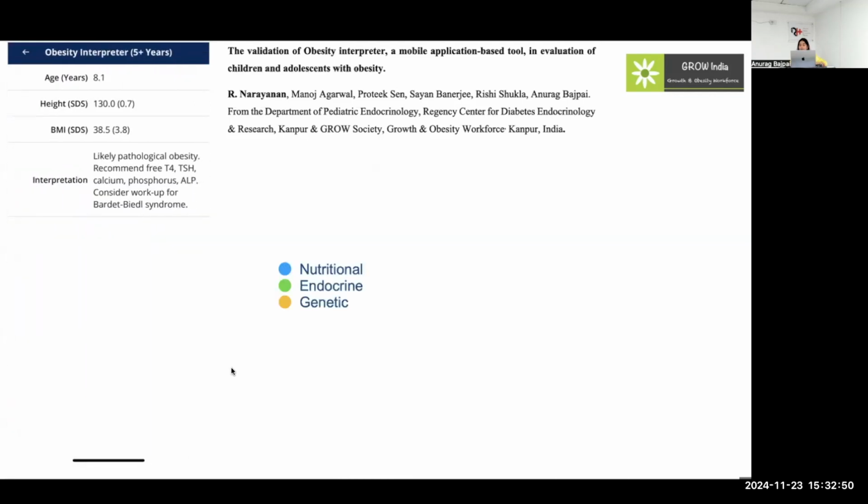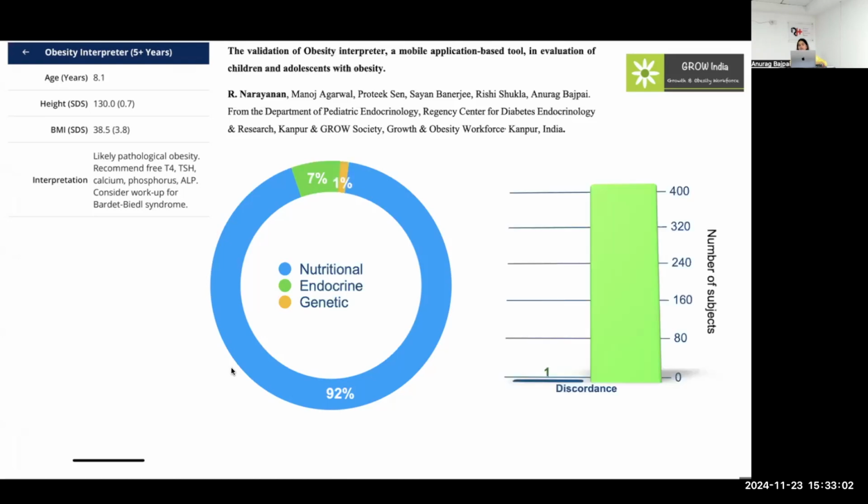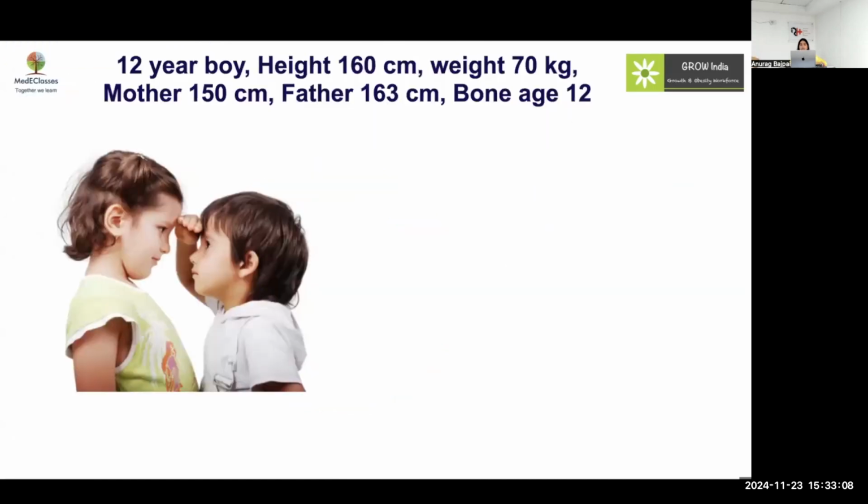And when we validated that, we saw that 92% of the cases that came to our OPD were physiological ones, only 7 had pathological obesity, and 1 was genetic. So we see there was a high concordance rate of this obesity interpreter, of about 99%. Now we have this 12-year-old boy with a height of 160 centimeters and weight 70 kg.